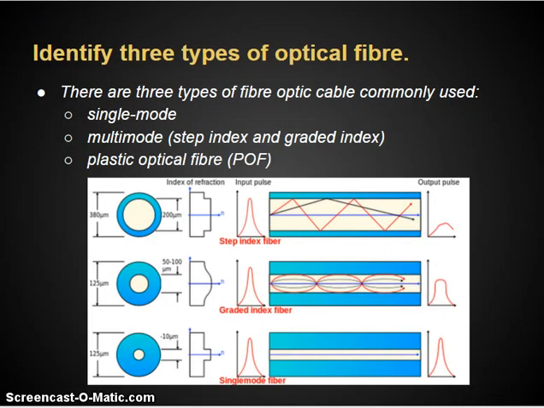Now, there are three specific types of fiber optic line. You have single mode, multi-mode, and then the plastic optical fiber. Now, they all have various characteristics. Within multi-mode, you have both a stepped index and a graded index as well. So it all just varies how the light behaves going down the line.